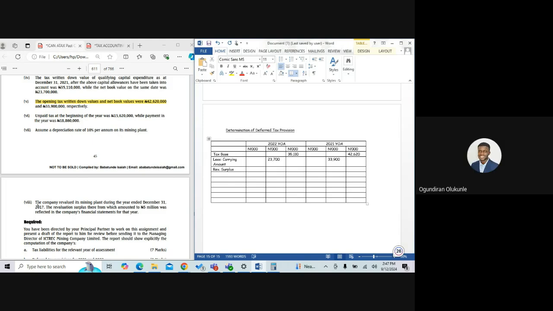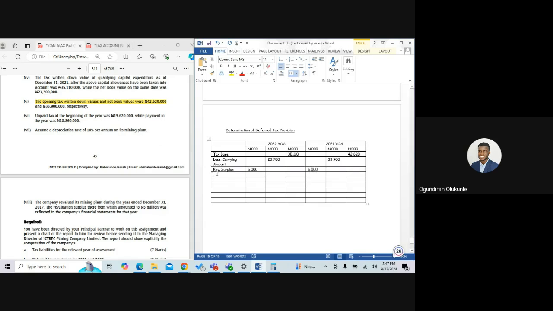It's Note 8 now. The company valued its mining plants during the year, and the valuation surplus was 5 million. And don't forget, anytime we have revaluation, we have to adjust the revaluation surplus. Is that clear?